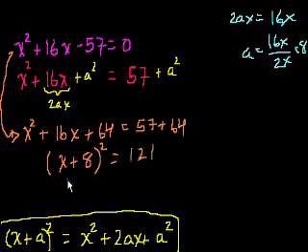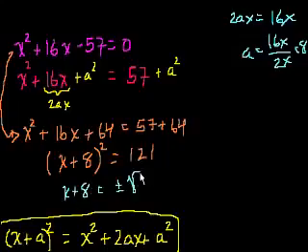Now we have what looks like a fairly straightforward equation. It's still a quadratic equation actually, because if you were to expand this out, you get a quadratic. But we can solve this without using the quadratic equation or without having to factor. We can just take the square root of both sides of this. If we take the square root of both sides, what do we get? We get that x plus 8 is equal to, and remember this, the plus or minus square root of 121.